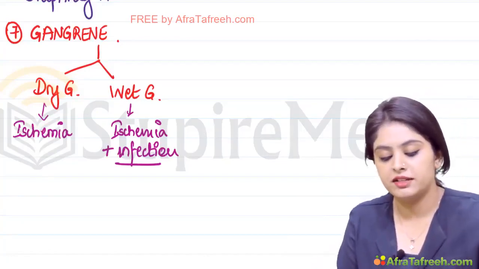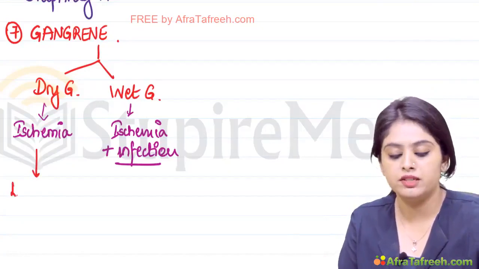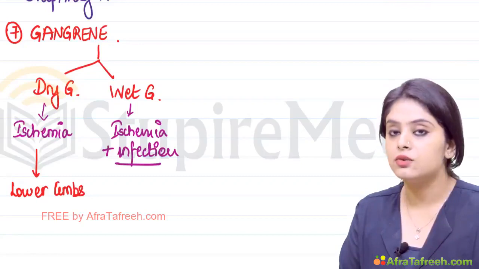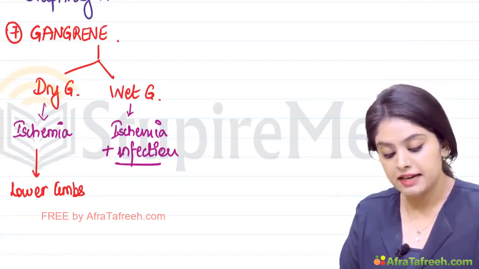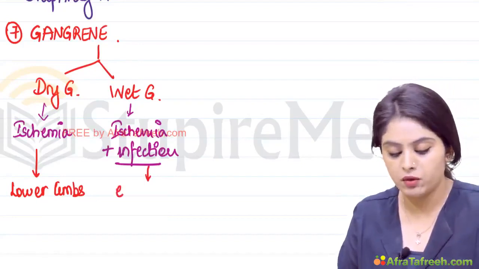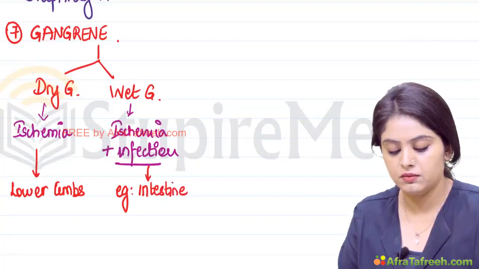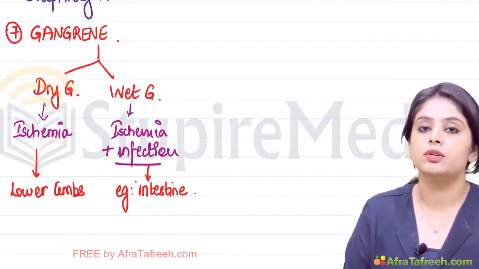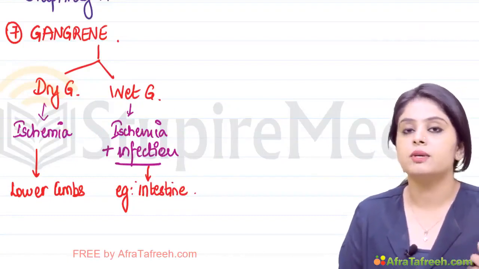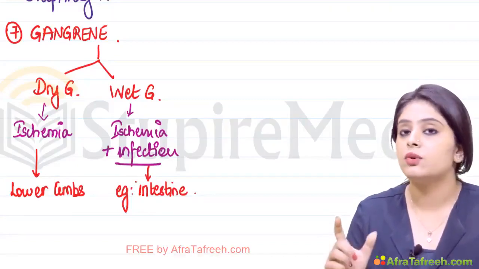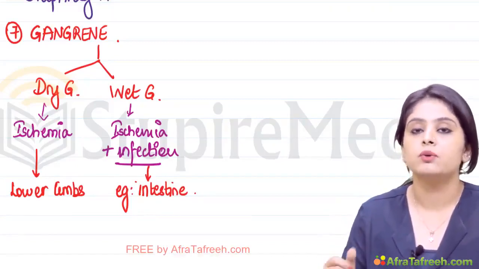Now comes the next set of questions. Dry gangrene is usually seen in the lower limb. And wet gangrene is usually seen in organs, for example, organs such as intestine. So students, gangrene, I told you, dry and wet. But next question you will ask me, why are we discussing this under necrosis? I told you it was a special type. What do I mean by that?